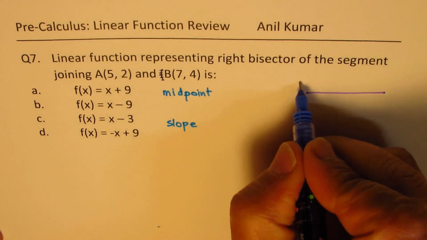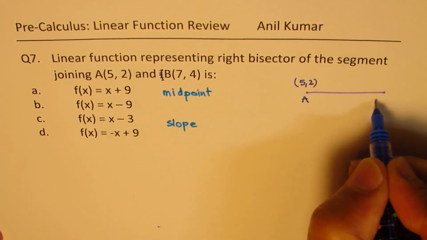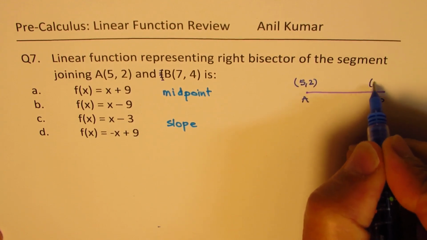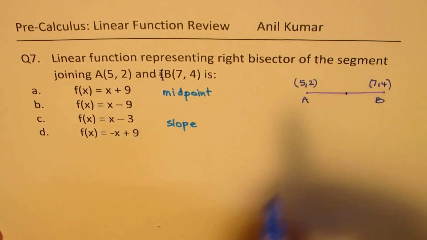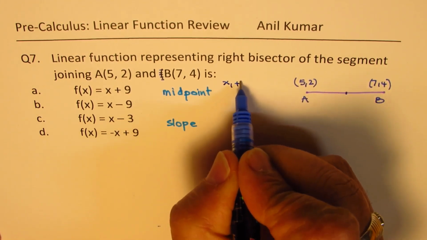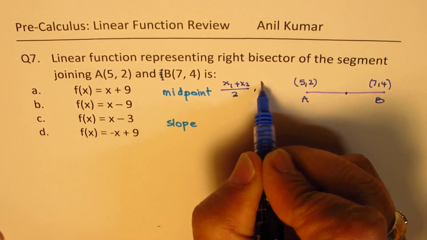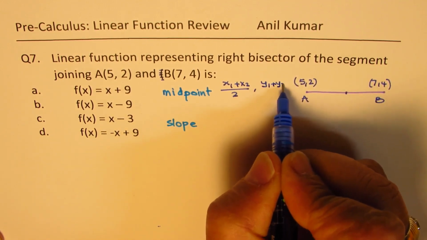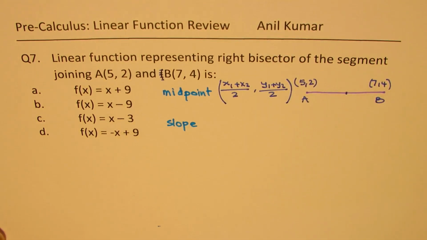Coordinates for A are given to us as 5, 2. Coordinates for point B are given to us as 7, 4. Midpoint is the average value, right? So the formula for midpoint is (x1 plus x2) divided by 2, that is the x value, and (y1 plus y2) divided by 2. So those are the coordinates for the midpoint.